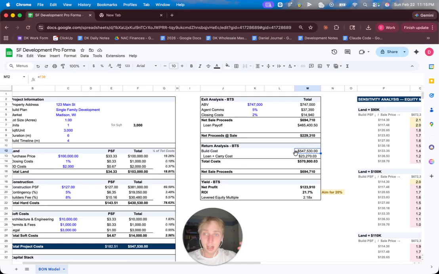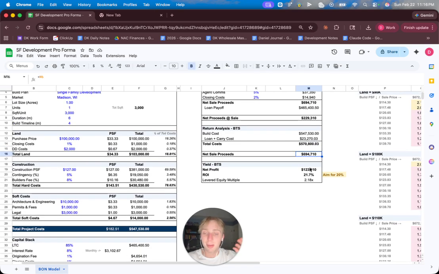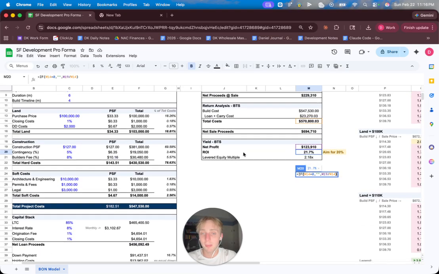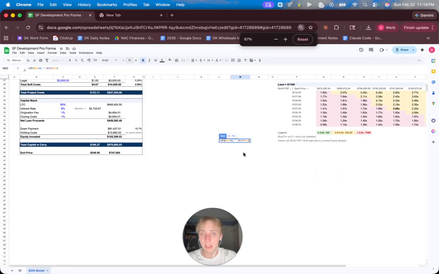And looking at our return analysis here, our build cost of $547K, our loan fees, carrying cost and closing cost about $23K, getting us to about $570K. Compare that to our $694K net sale proceeds. We are expecting about $124K profit, getting us a 21% back-of-napkin ROI, if you're curious on this computation. It's nothing too crazy here.